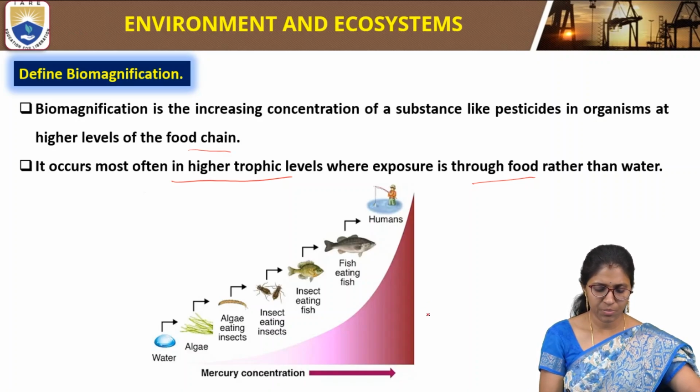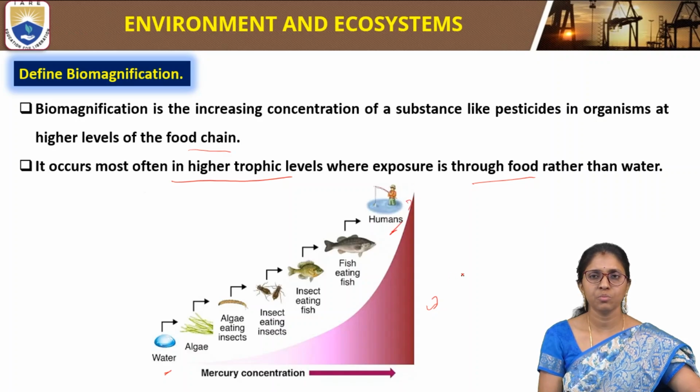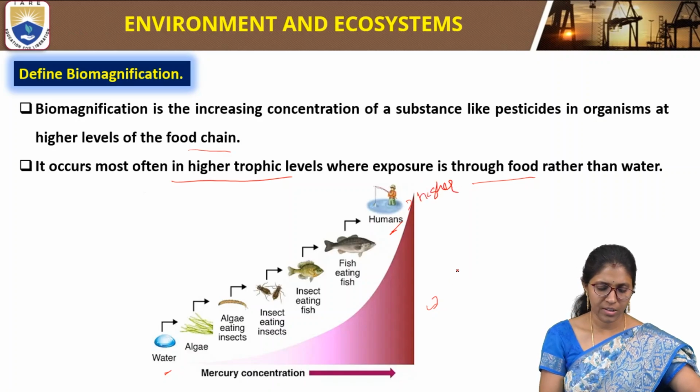If we see this mercury biomagnification, mercury concentration is increasing from water to humans. Humans are at the higher trophic level in this diagram. Here water has a low concentration of mercury. This is consumed by the algae, which, by using water and the photosynthesis process, produce some organic compounds.